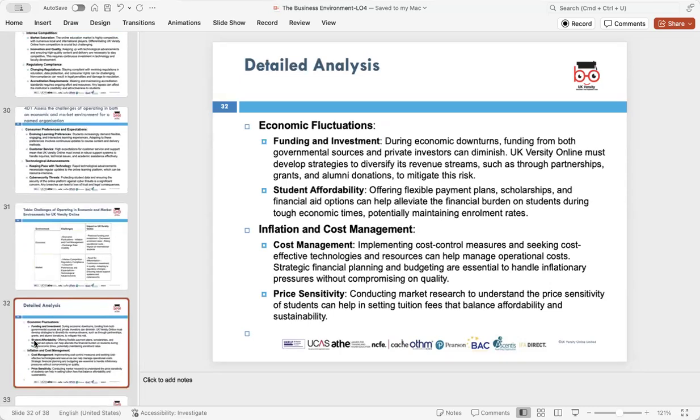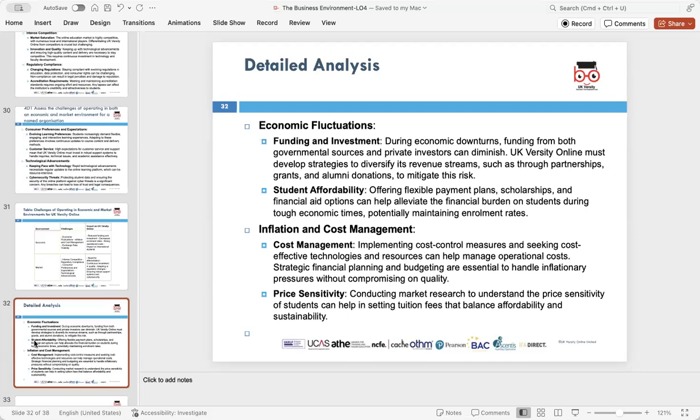Economic fluctuations. During economic downturns, funding from government sources and private investors can diminish. So to mitigate the risk, UK Versity Online should develop strategies to diversify its revenue streams. This can include forming partnerships, seeking grants, and encouraging alumni donations. Diversifying revenue sources helps in maintaining stability during tough times.